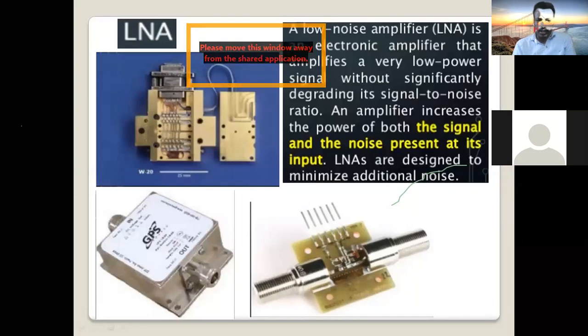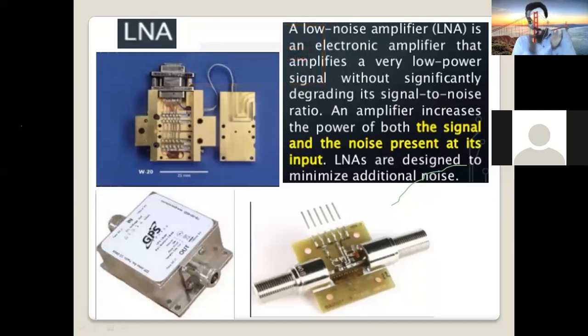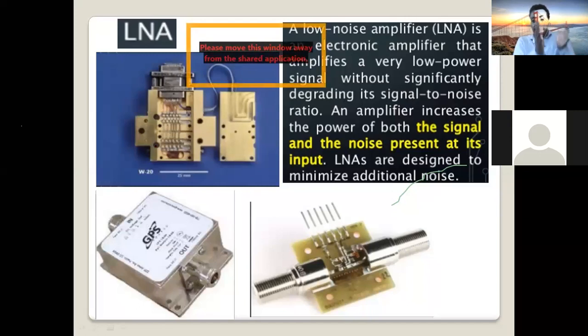So that is the first component in the transponder. When I say transponder, it does not mean one device. Transponder means a series of devices connected together. We call it one transponder. So what is the first component in a transponder? Low noise amplifier, LNA.